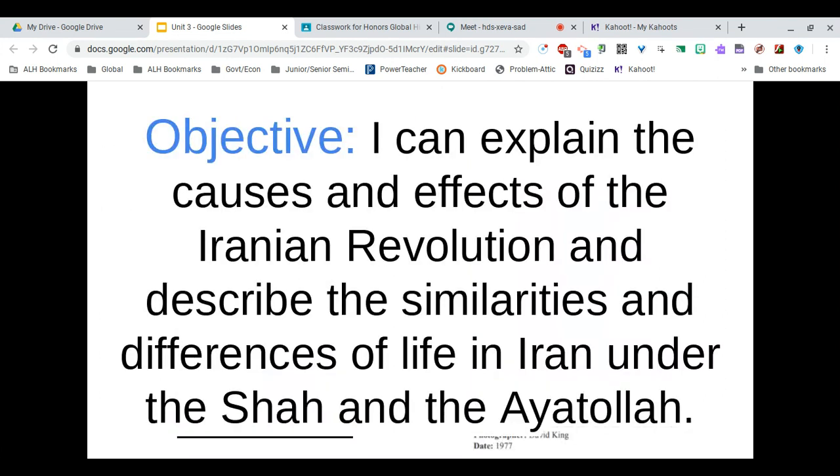Our objective is to explain the causes and effects of the Iranian Revolution and describe the similarities and differences of life in Iran under the Shah and the Ayatollah. Like I said, this topic can be very confusing, and there is a lot in there. We are going to focus mostly on two people, the Shah and the Ayatollah, and we want to make sure that we understand who these people are and what they believe.